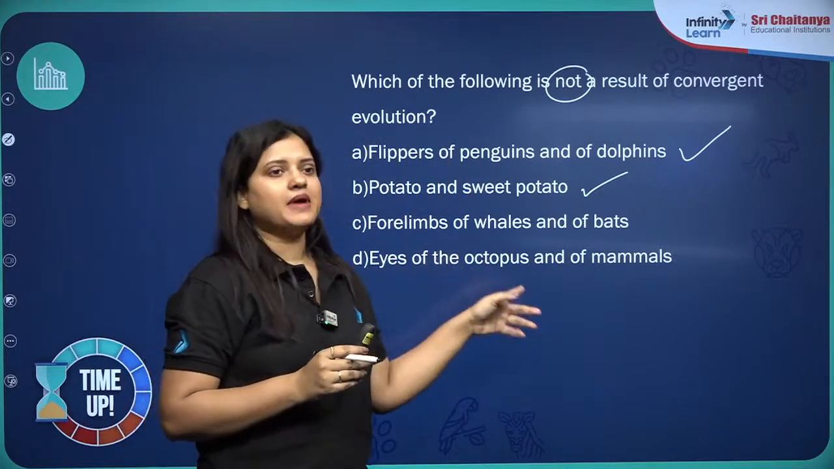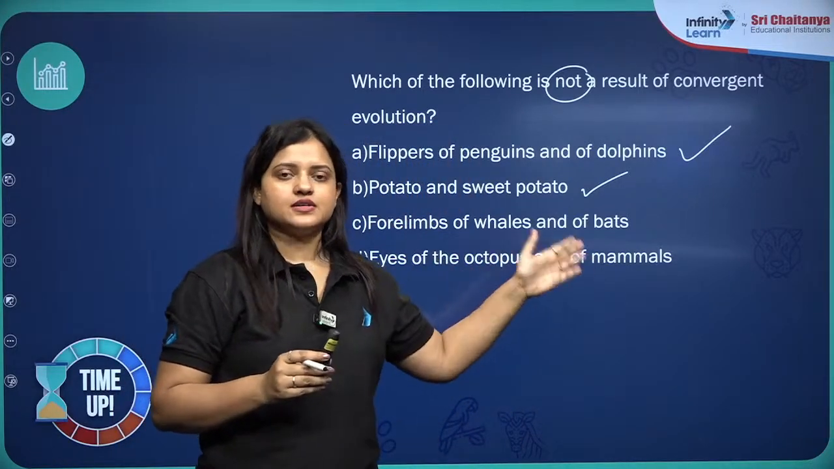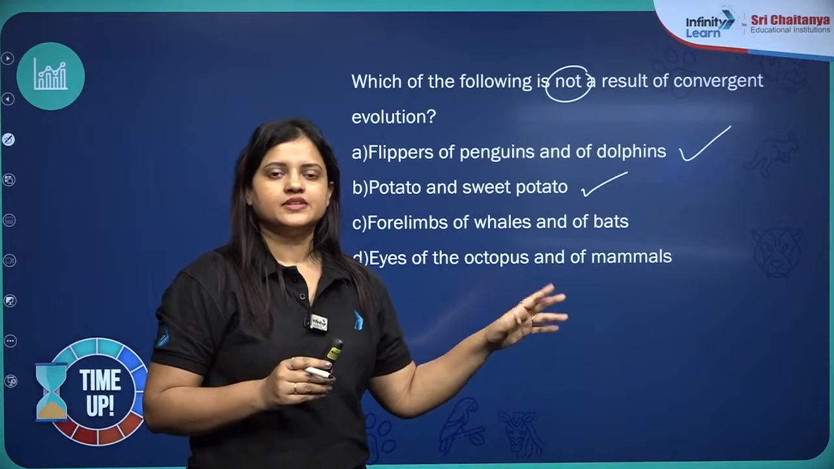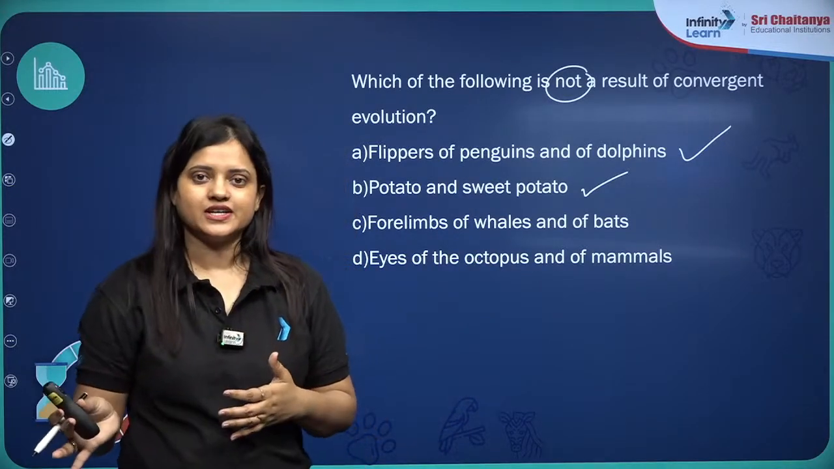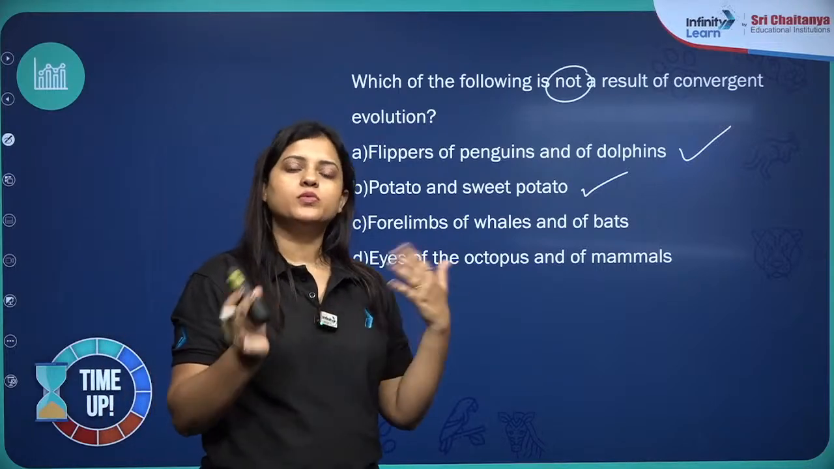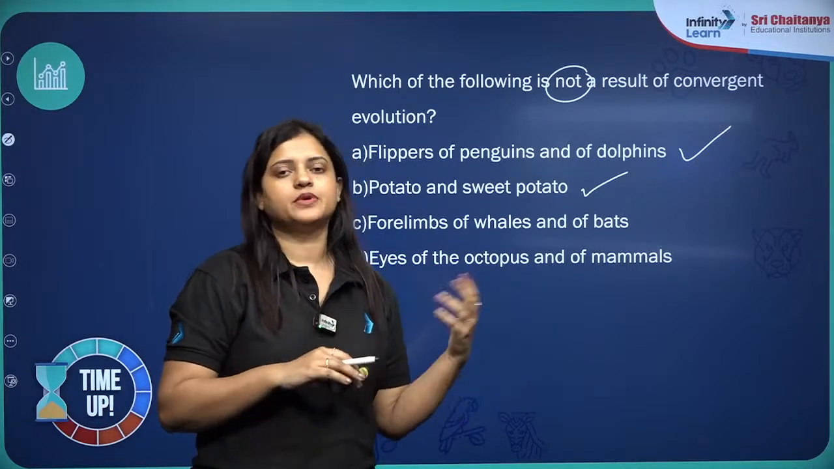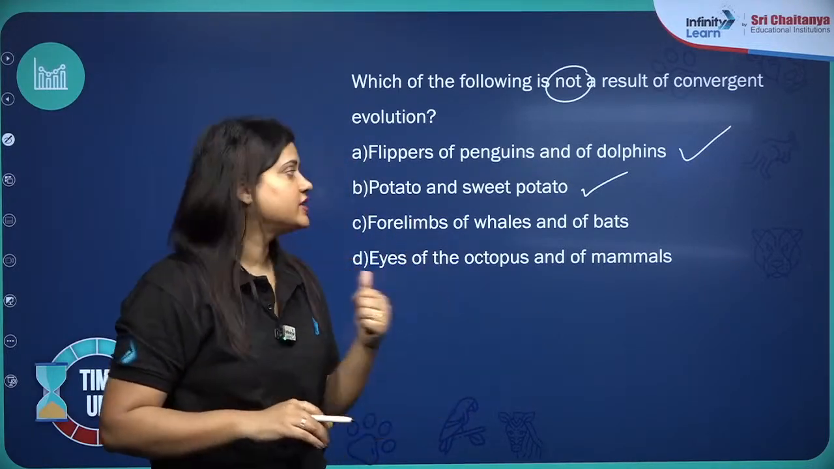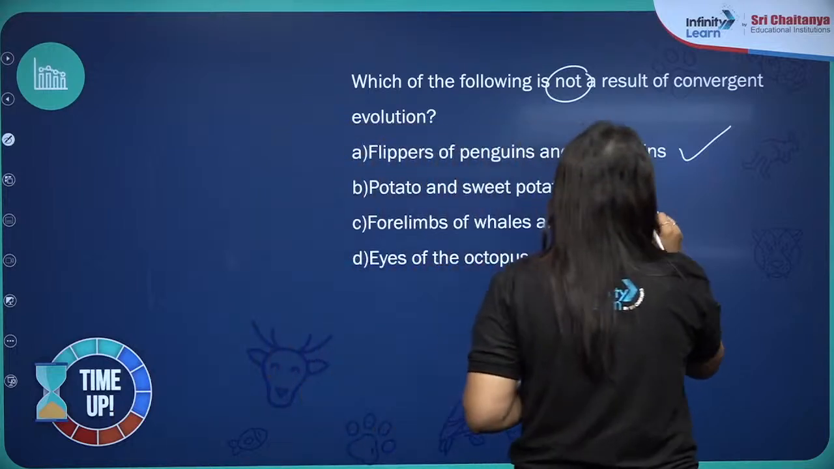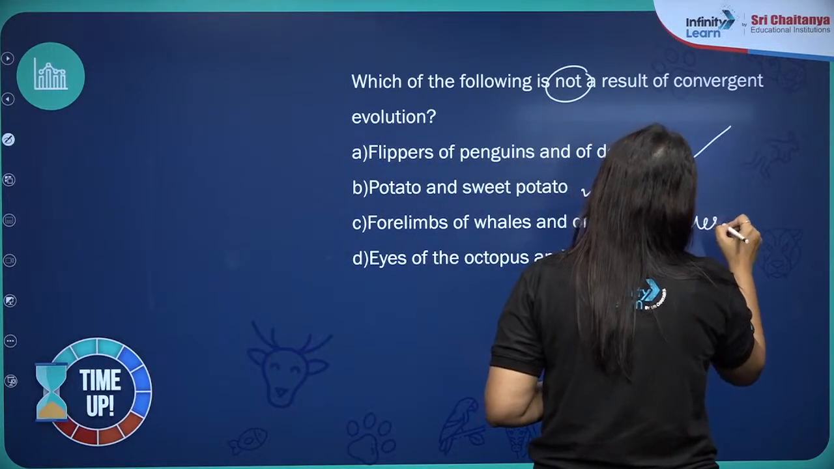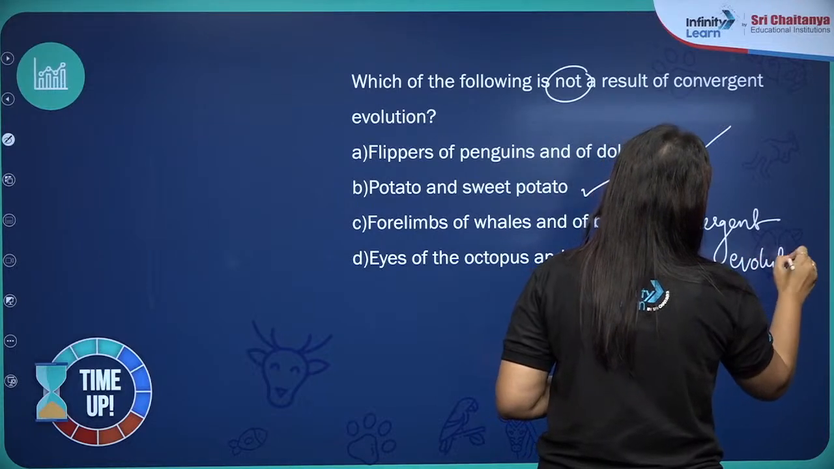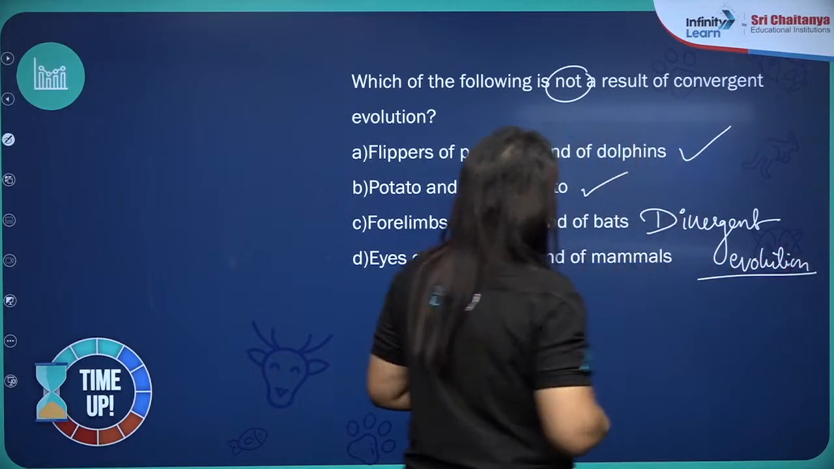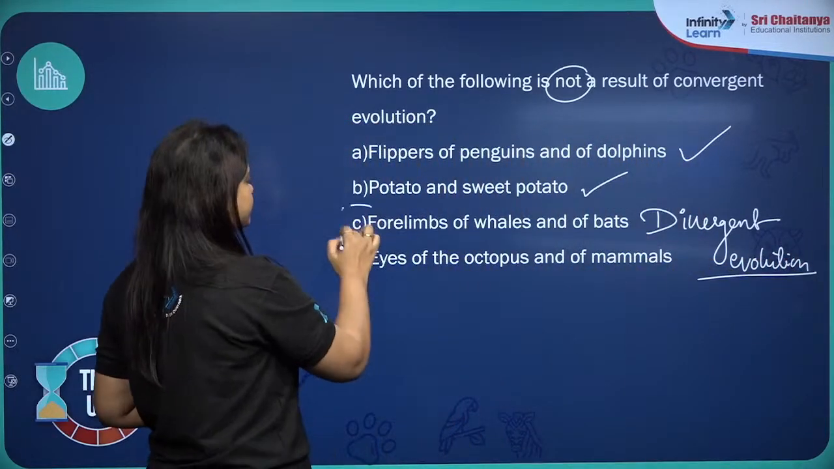Forelimbs of whales and bats. Whales and bats are both mammals. That means the structure of their forelimb is the same but the function is different. So this is an example of what? Homologous organs. This is an example of divergent evolution. So this is an example of divergent evolution. Am I correct? Isn't it? So this is our answer.